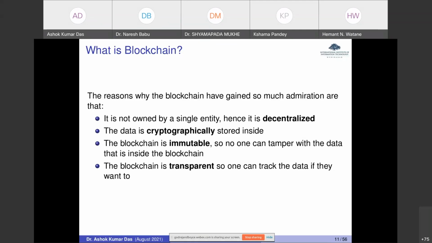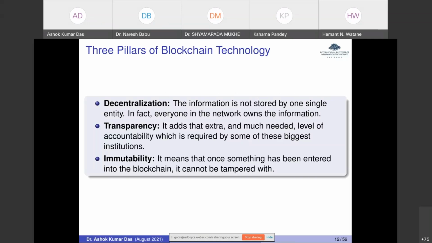So thus, the reasons are its decentralized nature and that it is cryptographically protected. As a result, it provides immutability and also transparency. Thus, there exist three pillars of blockchain technologies. First pillar we are calling decentralization. Once the information is stored in the blockchain, that means the information is not stored by any single entity. Hence, everyone in the network owns the information.